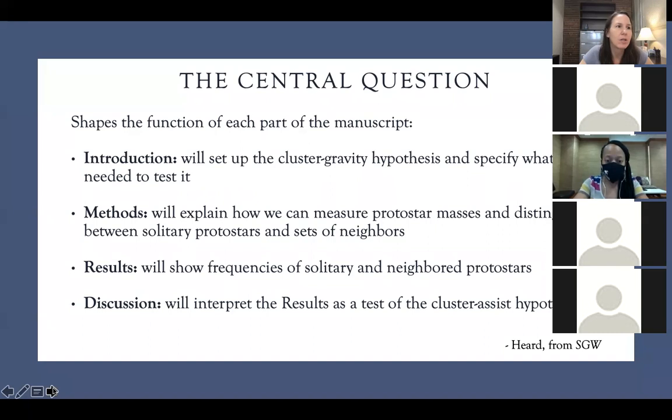So in this example, the introduction then we know needs to set up the cluster gravity hypothesis and specify what's needed to test it. Now that we know the central question and answer, we know what the introduction needs to do. The methods section then needs to explain how we can measure protostar masses and distinguish between solitary protostars and sets of neighbors. So that's what the methods needs to do to work within this research story. Then we know that results will tabulate frequencies of solitary and then neighbored protostars.